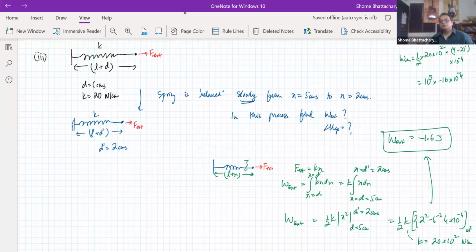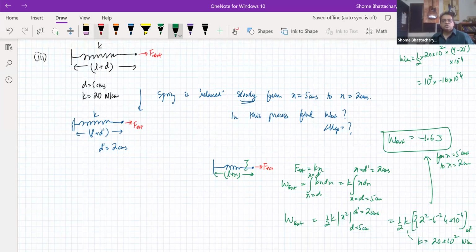So this is the work done in that process for x equal to 5 centimeters to x equal to 2 centimeters to let it relax. Oh, sorry, I think I made a mistake. This is 4 minus 25, not 9 minus 25. So the final state is not 3, the final state is 2. This will become how much now? 4 minus 25, so 2.1. So negative of 2.1 joules.